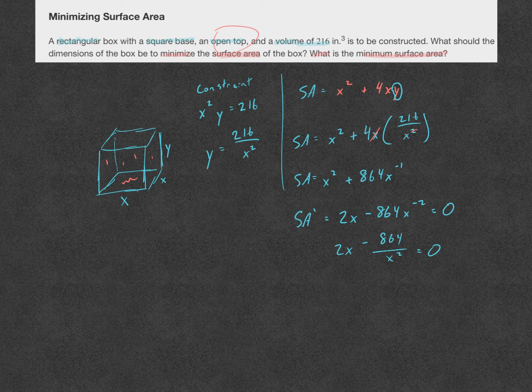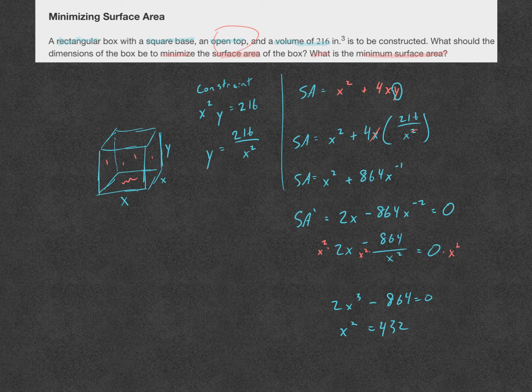And then I can multiply through by x squared on every term, and that's going to give me 2x to the third power. Actually, let me show that work. So I'm multiplying x squared there, x squared there, and x squared there. It's going to get it out of the denominator, making this solvable. 2x cubed minus 864 is 0. X cubed is equal to half of 864, which is 432.